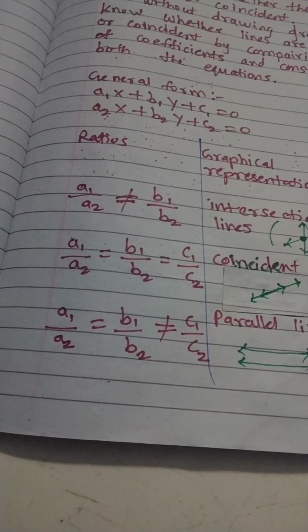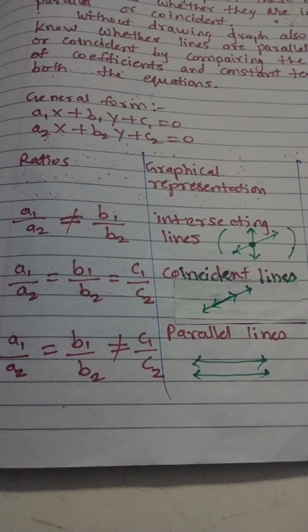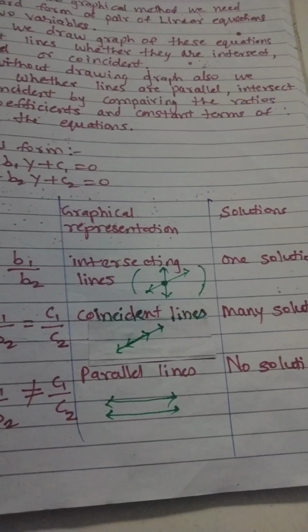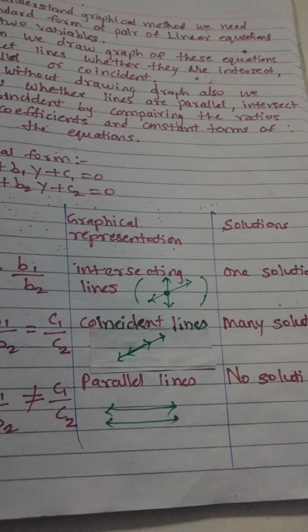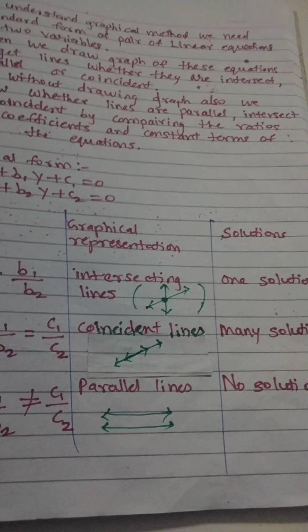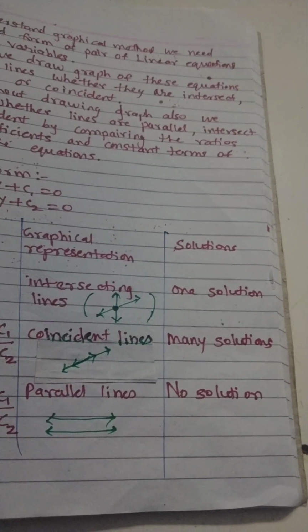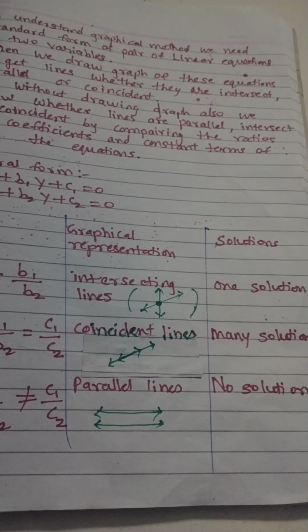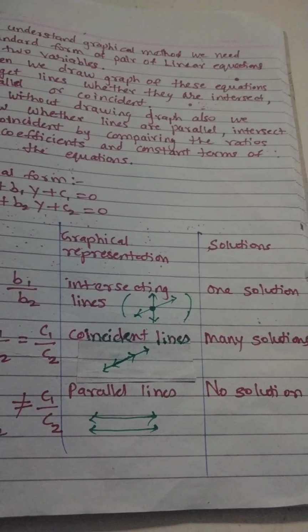If a1 upon a2 is equal to b1 upon b2 is equal to c1 upon c2, then we get coincident lines, that is, both the lines coincide with each other. Then we get many solutions for this, that is, we get many solutions for the values of x and y.